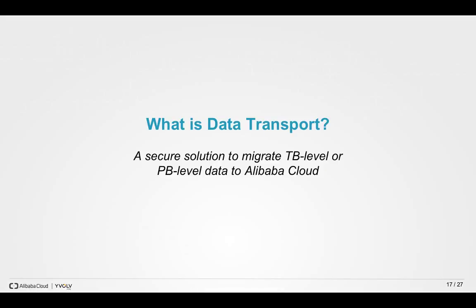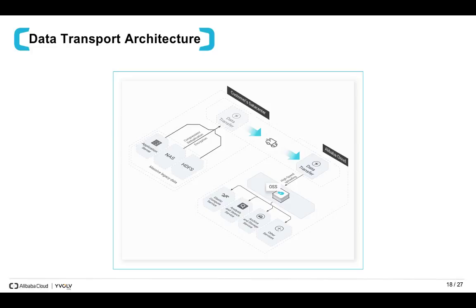To be precise, what is data transport? A secure solution to migrate TB-level or PB-level data to Alibaba Cloud. Here is the architecture of data transport. If you see, all your data will get encrypted and compressed into a drive, and then the secure drive will get shipped to the Alibaba Cloud data center and be plugged into the data center, and the data will be uploaded into OSS at high speed. Once you have the data available within Alibaba Cloud, you can use that data to create an ECS instance, or you can utilize any other products and services available within Alibaba Cloud.